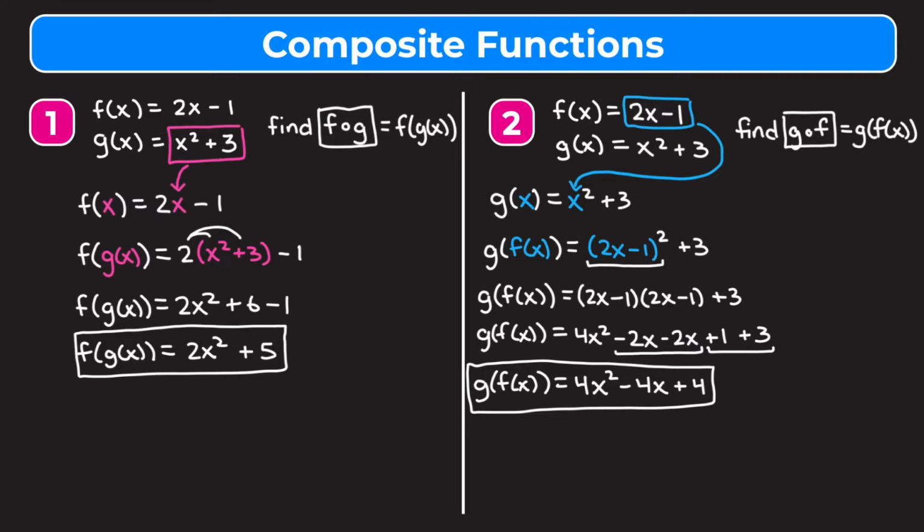What's important to note is that f of g of x and g of f of x are not necessarily the same. Sometimes they will come out as the same thing, but you can't just interchange them. They're not interchangeable. So let's go through some more examples to make sure that we've got this down.